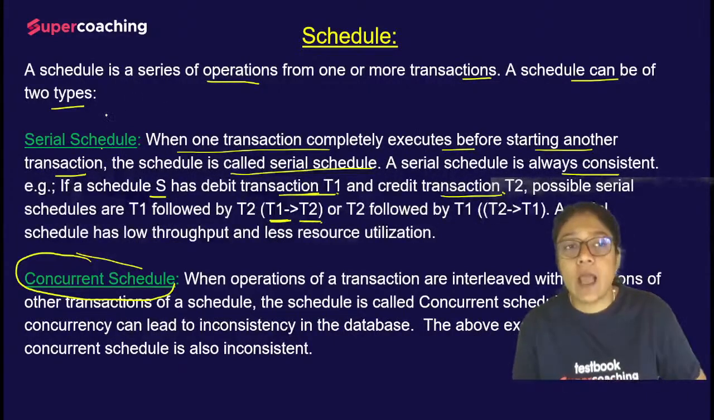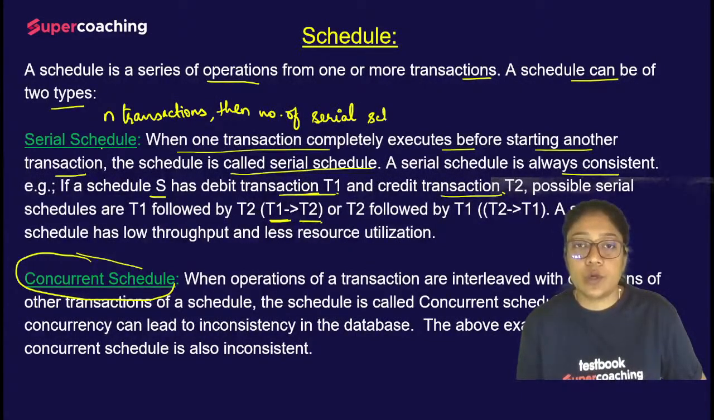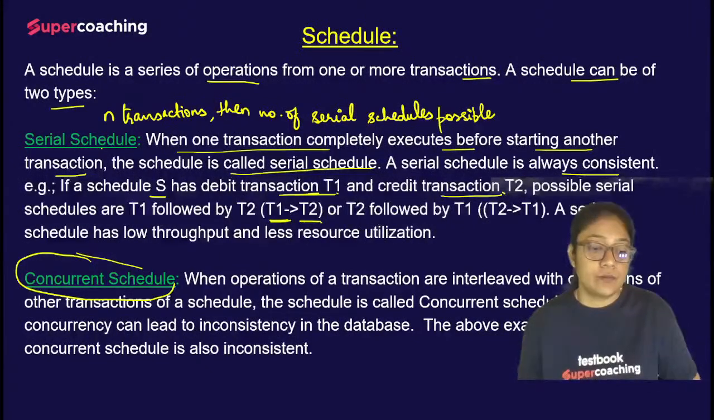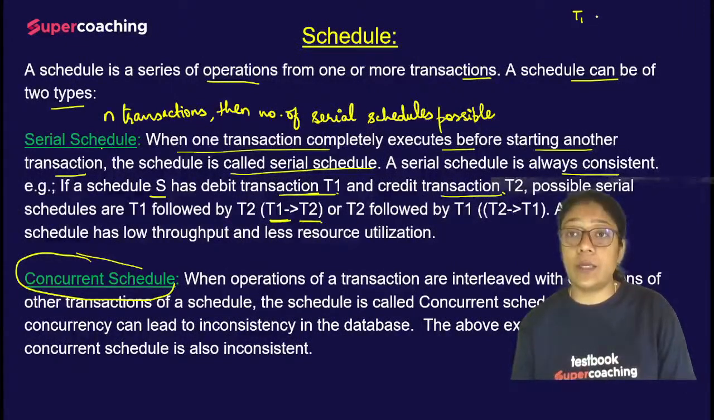So basically if we have n transactions, then how many serial schedules are possible? How many serial schedules are possible? You can see here if we have two transactions T1 and T2, then first of all we might be executing T1 completely followed by T2. Other way is we might be having T2 followed by T1, right?